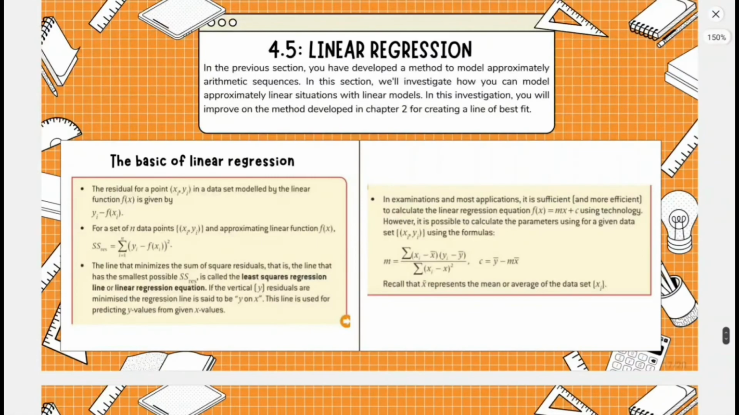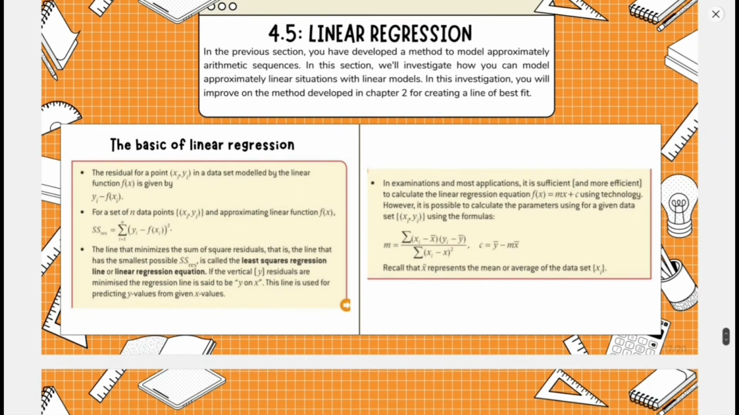Okay. Now finally let's go to 4.5, which is about linear regression. In the previous section you developed a method to model approximately arithmetic sequences. In this section we will investigate how you can model approximately linear situations with linear models. In this investigation you will improve on the method developed in chapter 2 for creating a line of best fit. First let's take a look at the basics of linear regression.